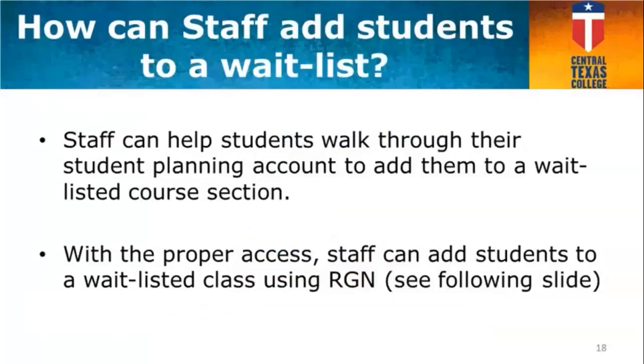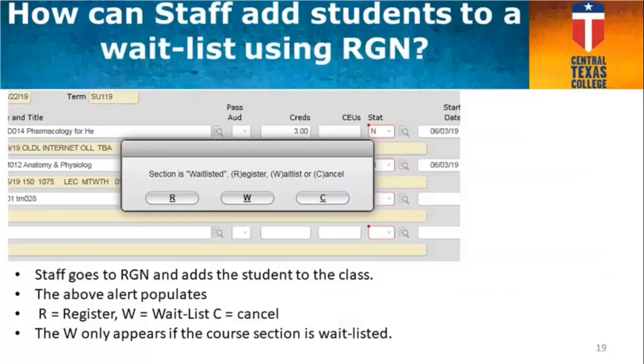How can staff add students to a waitlist? If staff has the proper access to add students to the wait list, in RGN registration, they can either register the student straight through, add the student to the wait list, or cancel out.